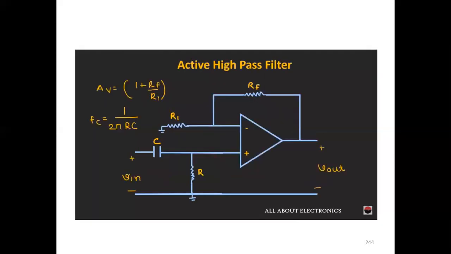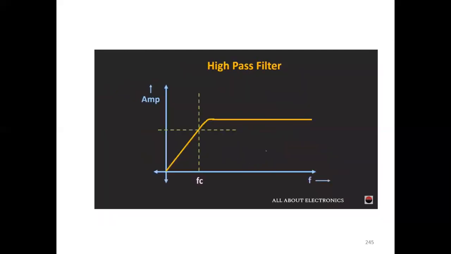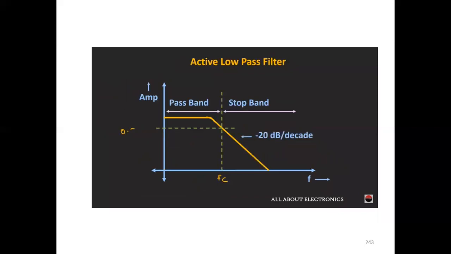Active high pass filter: the gain A is equal to 1 plus RF divided by R1, and the same F is equal to 1 divided by 2 pi RC. Here the capacitor is on the series side and R is in parallel. This is the high pass filter design. After the cutoff frequency, the signal is given to the output side. This is the filters concept.